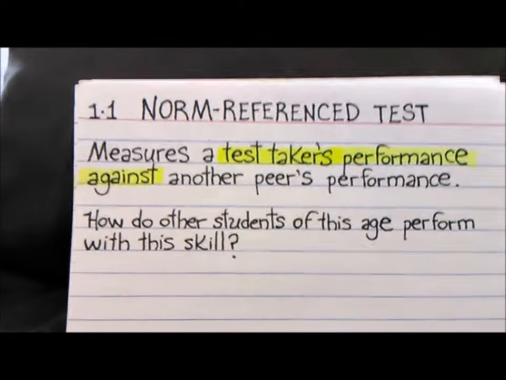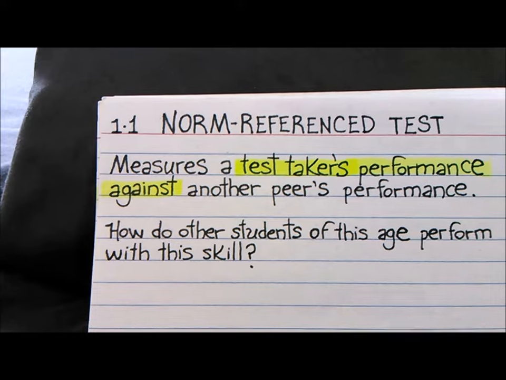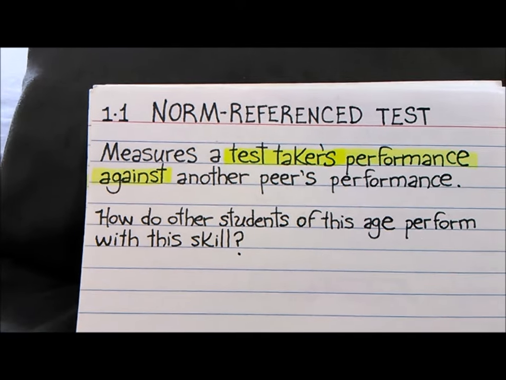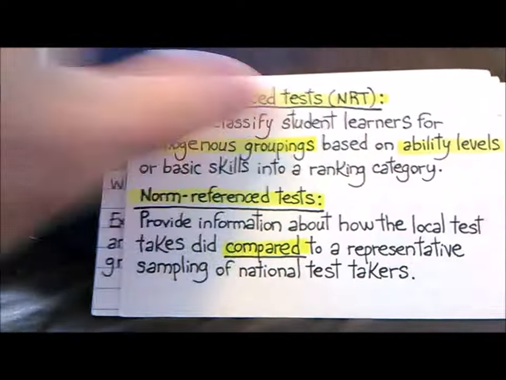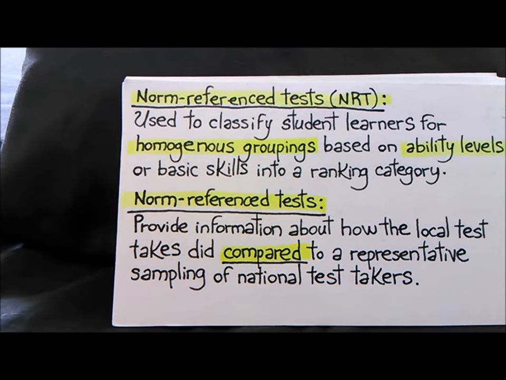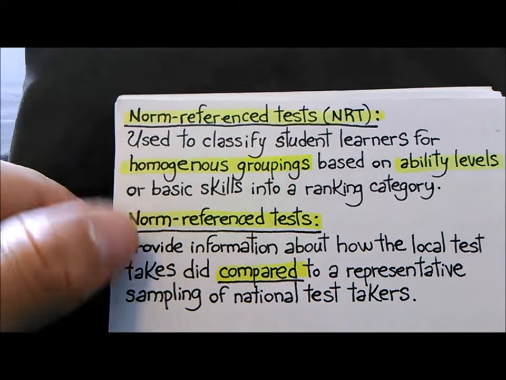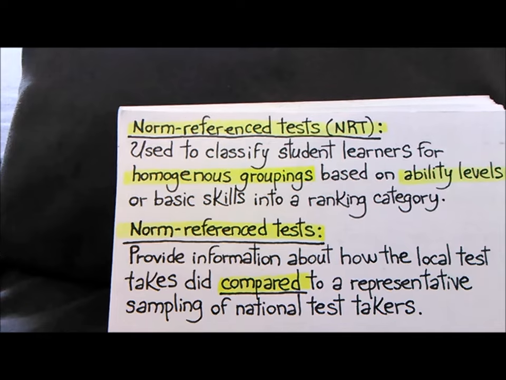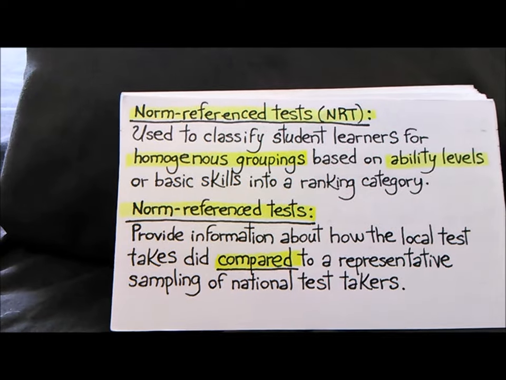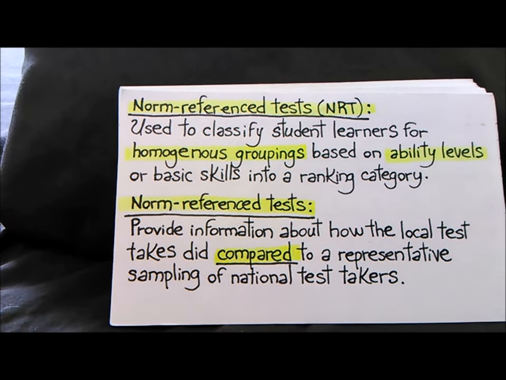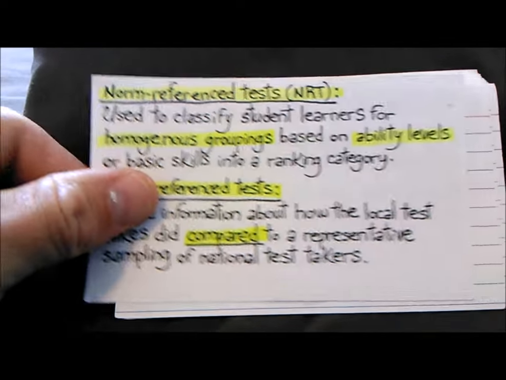Norm-referenced test: it measures a test taker's performance against other peers' performance. How do other students of his age perform with his skill? The norm-referenced test, the NRT, is used to classify student learners for homogeneous groupings based on ability levels or basic skills into a ranking category. Norm-referenced tests provide information about how local test takers did compared to a representative sampling of national test takers.